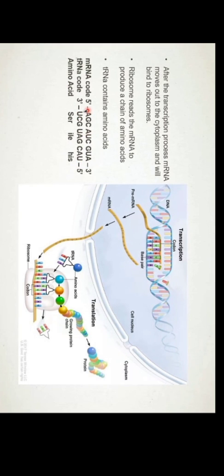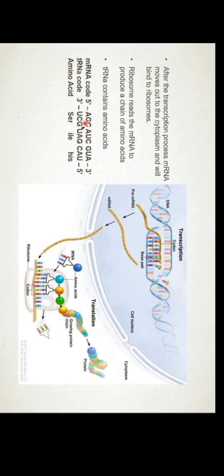It is still the opposite of the mRNA. So the opposite of A is U, opposite of G is C, opposite of C is G, and so on and so forth. And then each tRNA code contains an amino acid. Once encoded by the RNA, these amino acids will join together until there are enough amino acids to produce a protein.